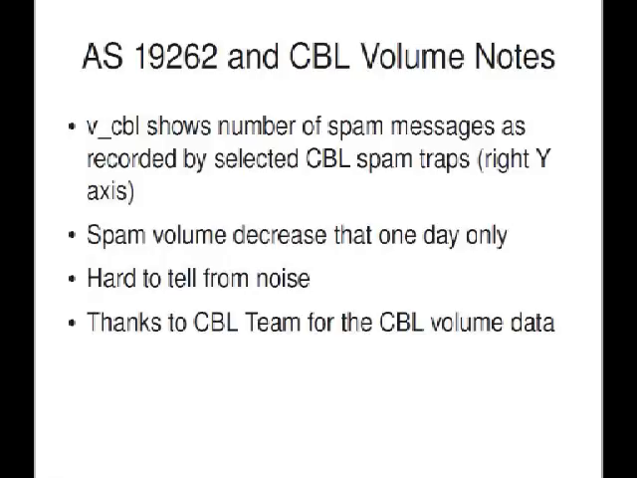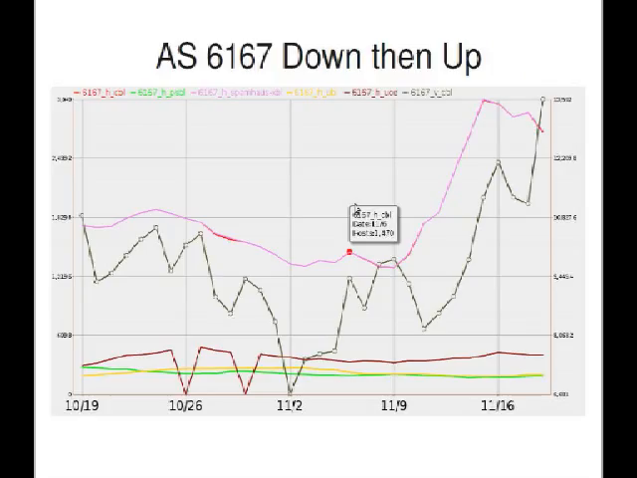Here's another one, ASN 6167. Once again, on the CBL and XBL data, it looks like there's some decrease, but spam volume, not really. And even on the CBL and XBL host data, it goes down for a little while and then it goes back up.